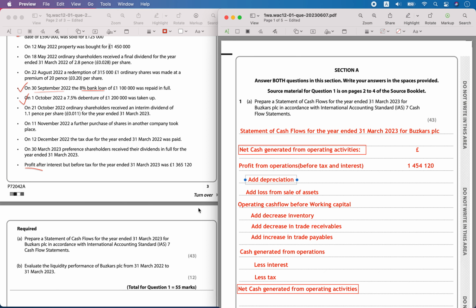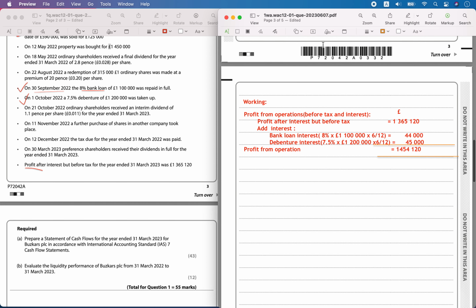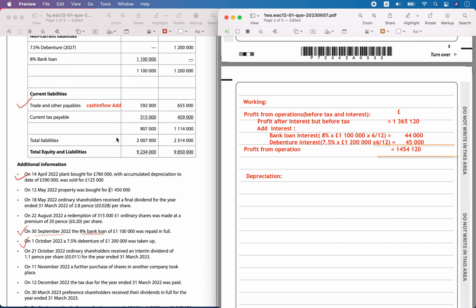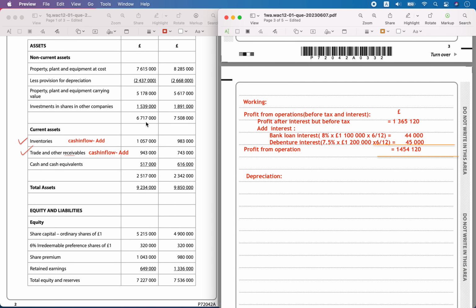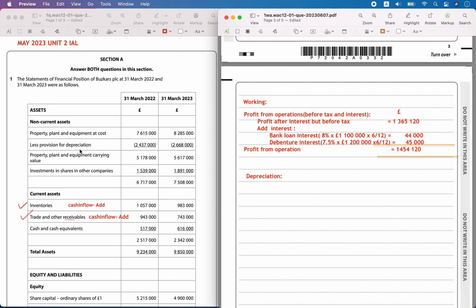Now you have to add the depreciation. So let's calculate the depreciation charges. That has to be added back. Depreciation calculation we have to do. So here we can see that on 14th April 2022, plant bought for 780,000 pounds with accumulated depreciation of the date 590,000 pounds. It was sold for this much. So let's adjust the depreciations. Already there was a provision of depreciation. So let's calculate the change here.